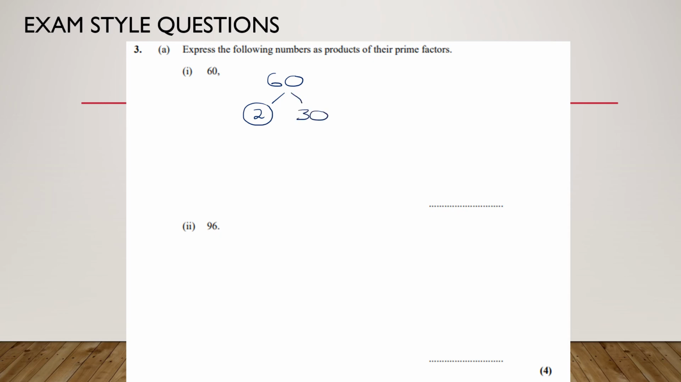2 times 30 equals 60. So now my 30 divides by 2 and gives me 15. So again, I'm going to circle my prime number. 15 does not divide by 2, but it does divide by 3 and give me 5. So now that I've got all my prime numbers, I need to express it. So writing 60 as a product of prime factors would be 2 times 2 times 3 times 5 equals 60.